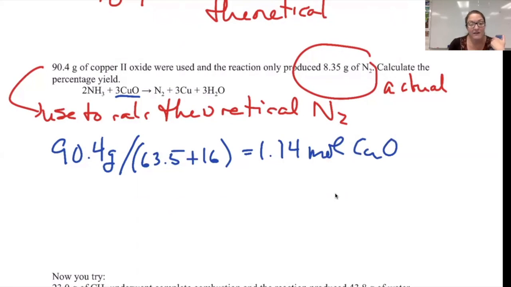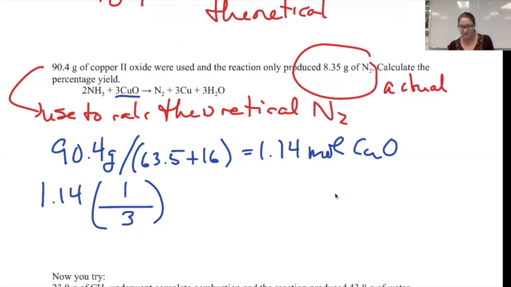Now we need to calculate the moles of N2. So I'm going to take the moles of copper oxide and multiply by 1 over 3. N2 has a coefficient of 1, CuO has a coefficient of 3. That gives me 0.379 moles of N2.